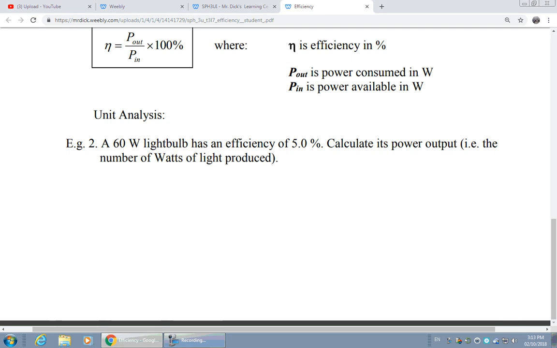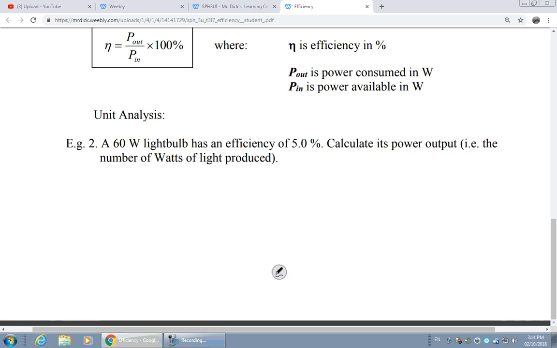And now we'll just try one last example. So if I've got a 60-watt light bulb, and I know it has an efficiency of 5%, because it's an incandescent light bulb, just like we talked about at the beginning of this lesson, we want to know its power output. How many watts of light are actually being produced in this case?